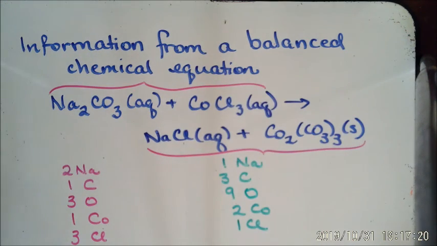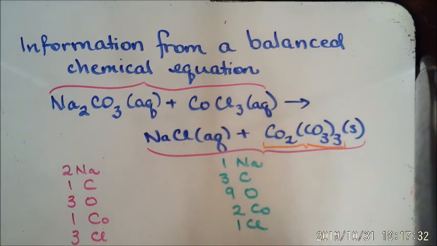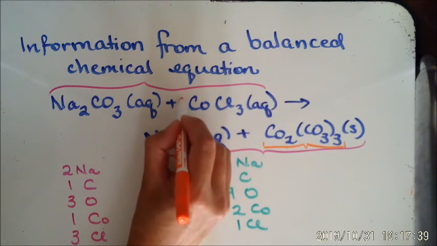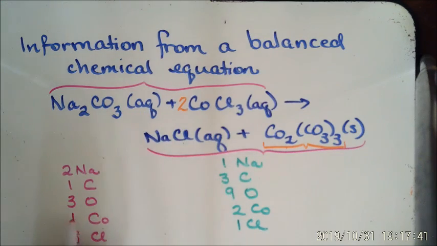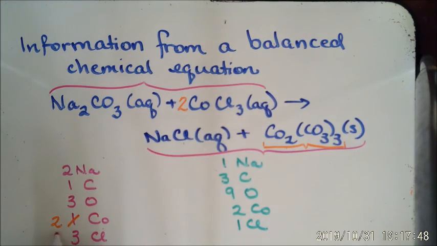Okay, so how do we go about balancing this? Well, the first thing we're going to do is take a look at the most complex compound, which is going to be this. A lot of parts to it. So I have 2 cobalts and I have 1 here, so let's go ahead and put a 2 in front of that. When I recount, I have 2 cobalts, and 2 times 3, I have 6 chlorine atoms. So my cobalts are good.